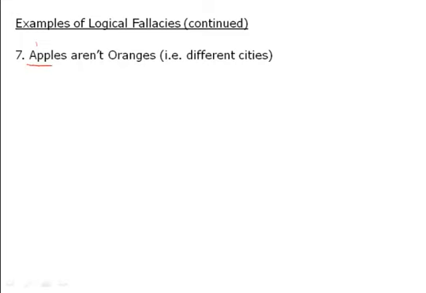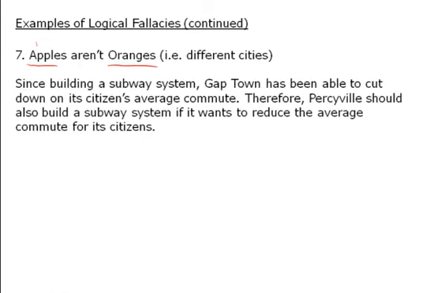And then finally, we have here, apples aren't oranges. And I call this the different cities. And you'll see why in a minute. But the idea is that you assume two things are alike, but they're not, because apples aren't oranges. And what do we have here? Since building a subway system, Gaptown has been able to cut down on its citizens' average commute. Therefore, Percyville should also build a subway if it wants to reduce the average commute for its citizens.